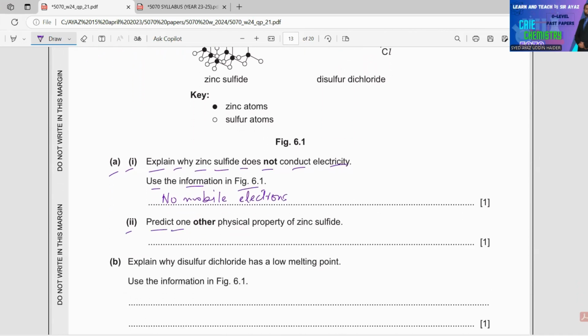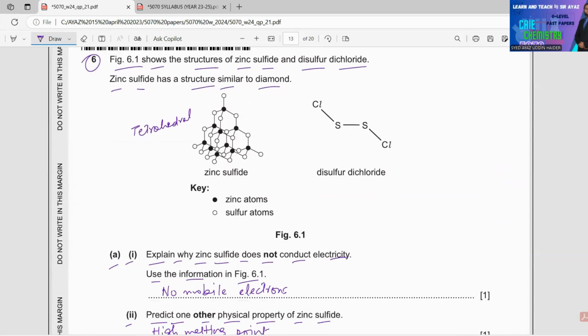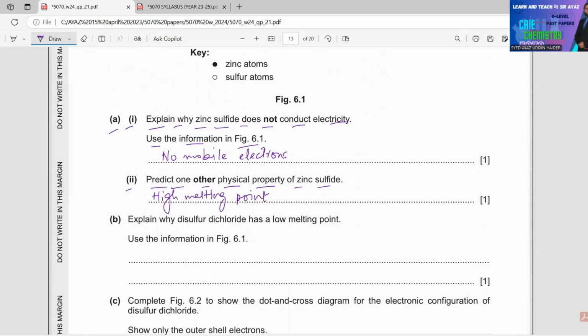Number 2, predict one other physical property of zinc sulfide. Now comparing it with diamond, it must have a high melting point because it's also a giant structure like diamond. High melting point. You can even write hard. Diamond is hard. It is also hard, just like diamond.